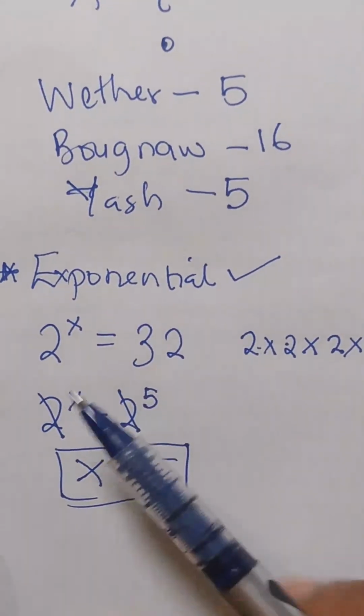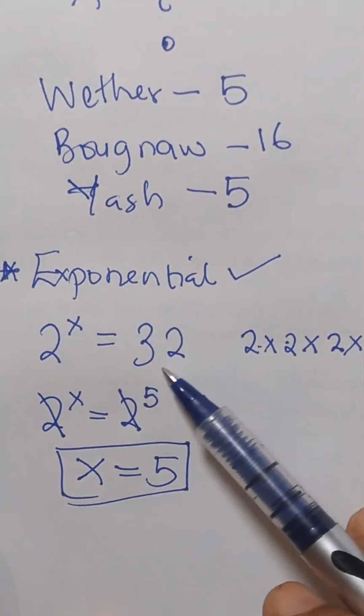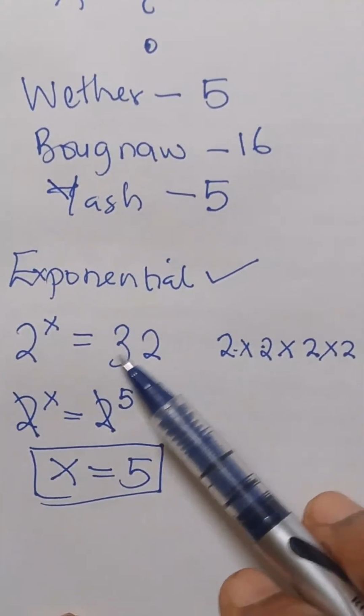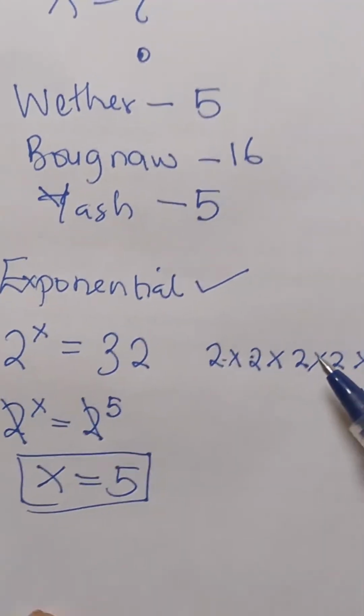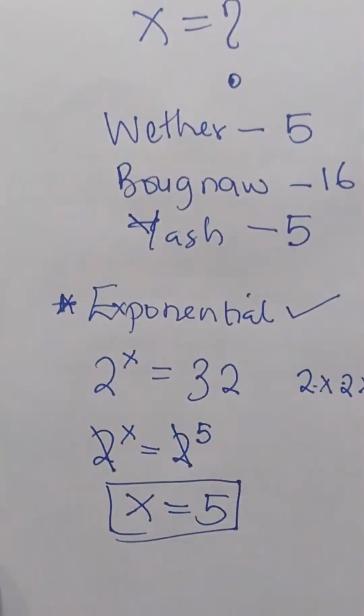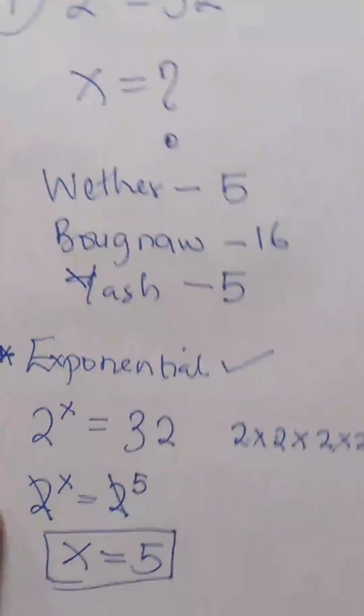If you have base of 2, you find how many multiplications of 2 you will do to get 32. And we did it 5 places. And that is how you do it. Okay. That is the best way to do it.